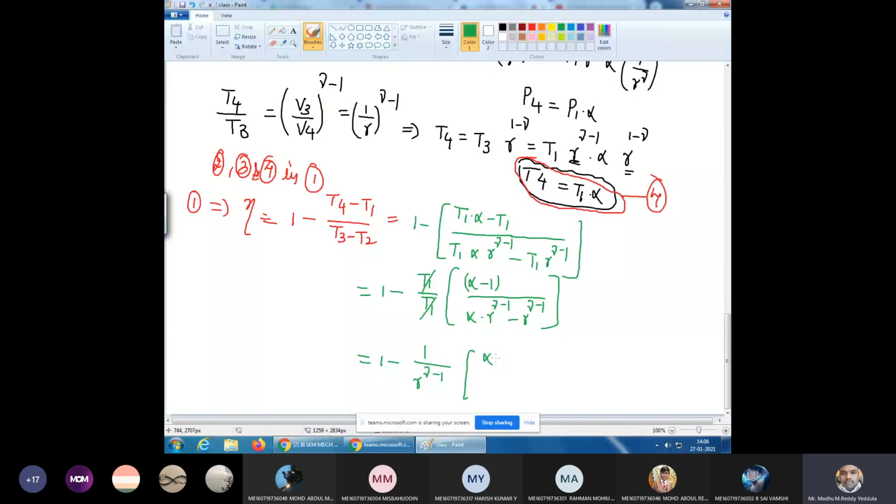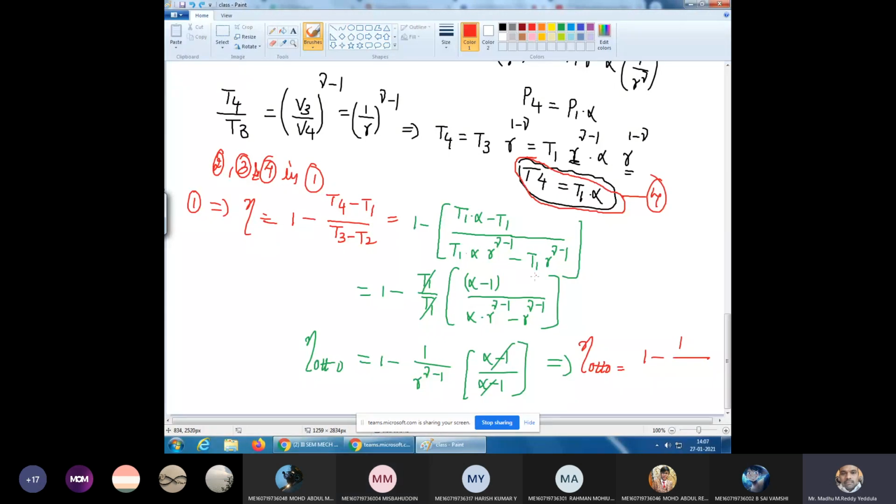Alpha minus 1 by, here what will I get? Alpha minus 1, minus 1. So this is the efficiency of the Otto cycle. So this will be cancelled, which implies that the efficiency of the Otto cycle is equal to 1 minus 1 by R power gamma minus 1.